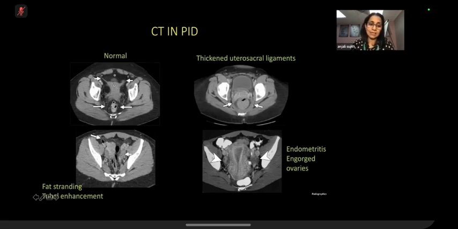Okay, so the other findings include extensive pelvic fat stranding. There can be free fluid, loss of fascial planes, loss of definition of uterine contours. You may get peritoneal enhancement and engorged ovaries. Okay, so these are the features of uncomplicated pelvic inflammatory disease.